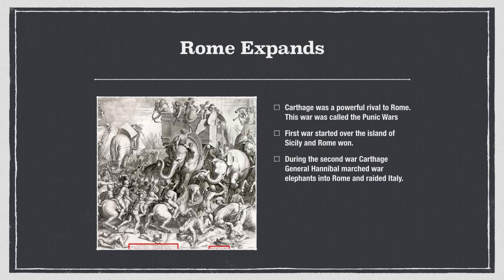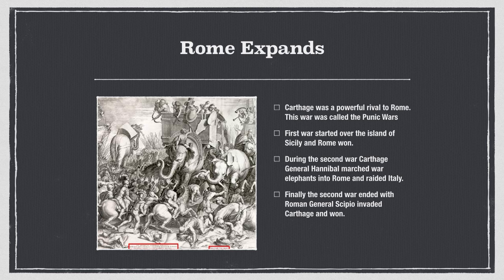The second Punic War, which is probably the most famous of the 3, had a general for Carthage named Hannibal, and he marched with elephants over the Alps mountains down into Italy and spent 14 years just roaming around the countryside of Italy, terrifying people. Finally, they were defeated, and Rome wins that one.